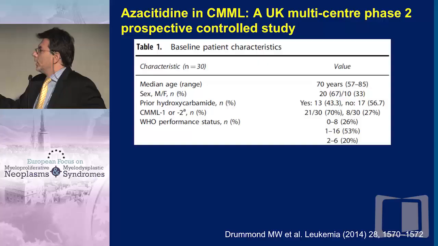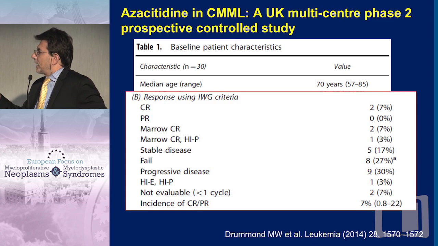Then if we move to 2014, this study was just published last year, a few months ago, and this is the only controlled phase two study in patients with CMML with azacitidine. They included 30 patients in this study with a median age of 70 years, and these are the characteristics. The response rates, as you can see here, are much, much lower than those reported by the retrospective studies. The CR is only 7%, zero partial remission, and marrow CR 7%. So a very, very low response rate, according to the only prospective study published so far.